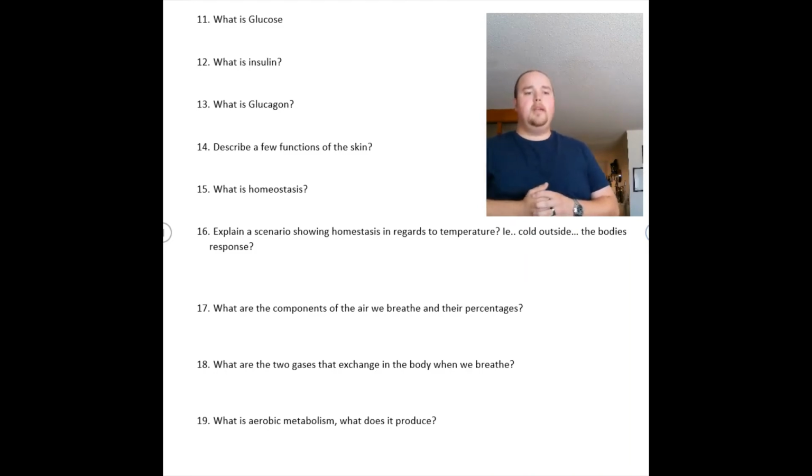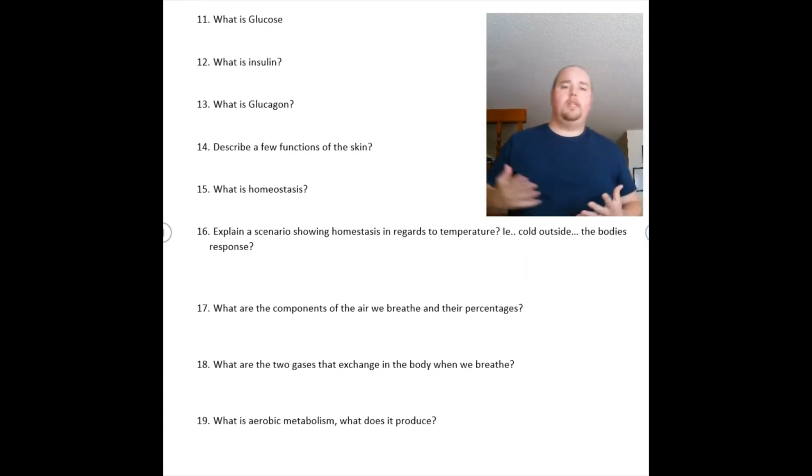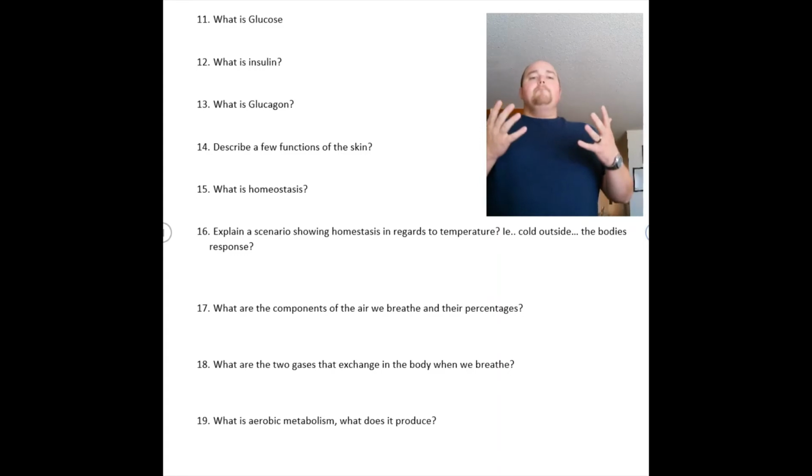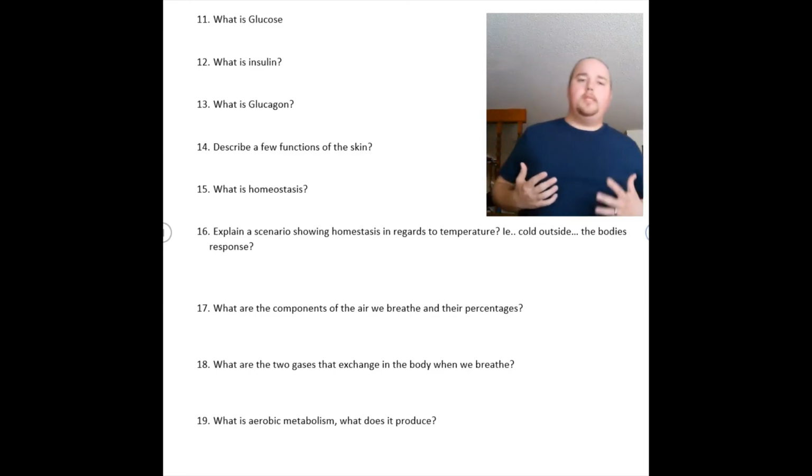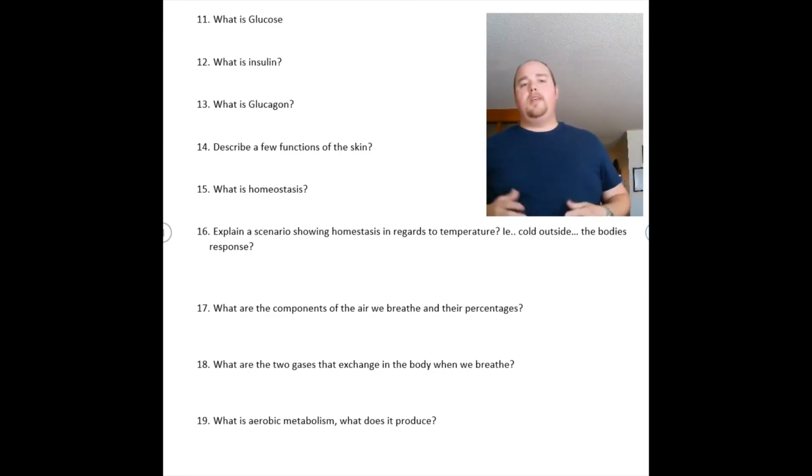Number 17, what are the components of the air we breathe in? So everybody take a big deep breath in. We took that big deep breath in. We filled our lungs up with all that air. And what's our components of that air? Well, 21% of that is oxygen. 1% of that is all other products. And then 78% of that is nitrogen.